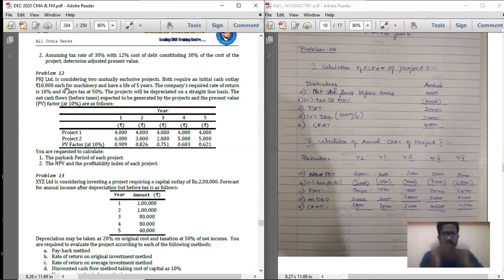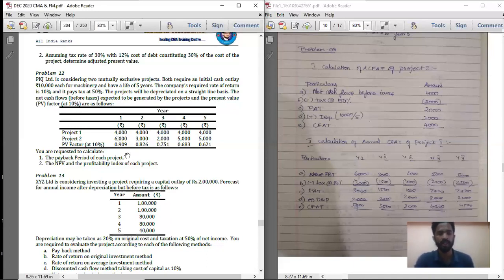The company's required rate of return is 10% and it pays 50% tax. So cost of capital should be taken as 10%. The projects will be depreciated on a straight line basis. So 10,000 is the cost of machinery, and 10,000 divided by 5 means for every year 2,000 rupees is depreciation. The net cash flows before tax expected to be generated by the projects and the present value factor at the rate of 10% are as follows.